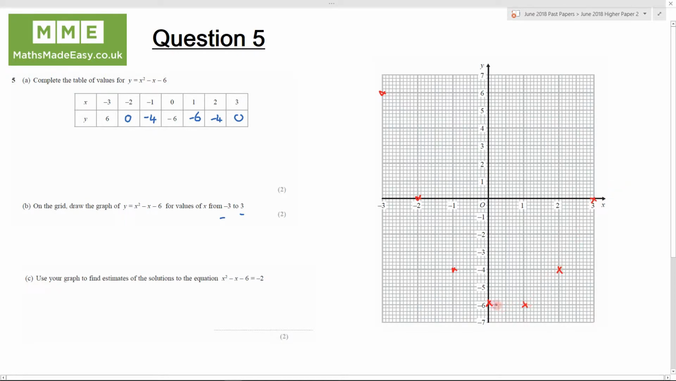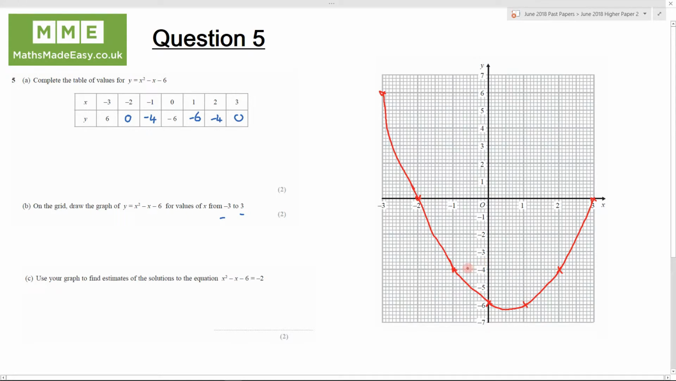So if we just draw a smooth curve going through all of these points, which is a little bit easier with a pen and pencil on paper, but that is a good effort for now. Okay, so now on to part C.